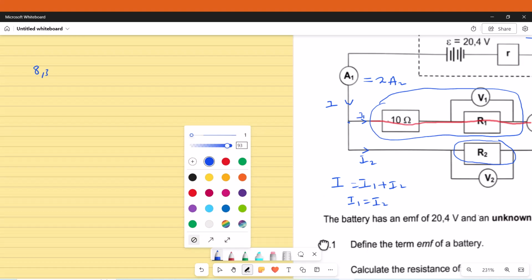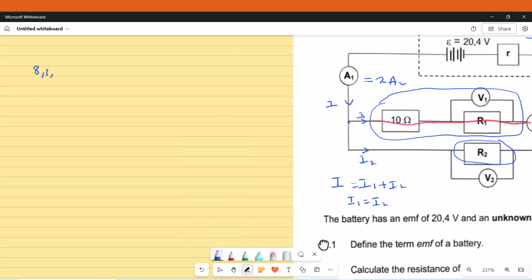8.3.1. Now, if you look at our V2 here, we see that V2 is equal to the V across the 10 ohm resistor plus V1. I'm looking for this V10, okay? They gave us V2 as 9. So how do you find the V10? Our V10 is the same as saying the current I.